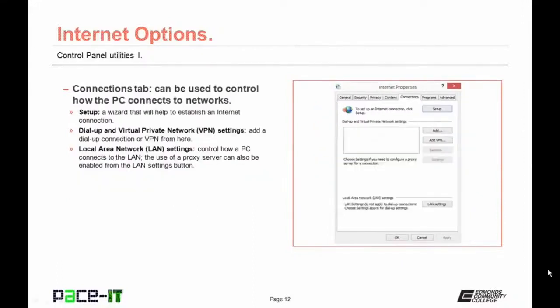Now let's move on to the Connections tab. This controls how PCs connect to networks, and there are several different sections under this tab. The Setup button starts a wizard that will help to establish an internet connection. Under the Dial-Up and Virtual Private Network setting, you can add a dial-up connection or a VPN from here. The Local Area Network LAN Settings button can control how a PC connects to the LAN, and the use of a proxy server can be enabled from the LAN settings button.